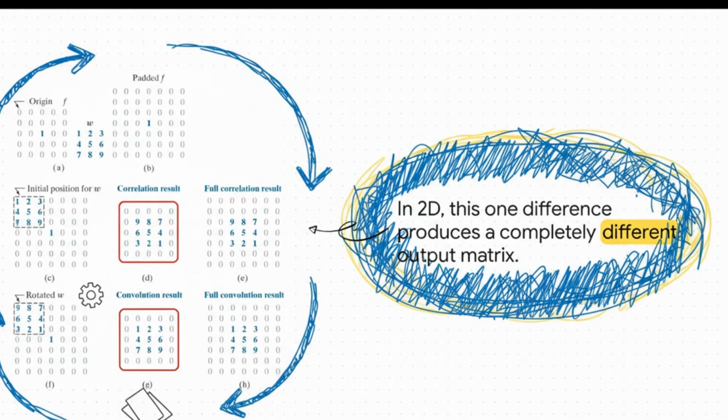And here it is in 2D, which is how you'd see it with images. In part C, we have our mask, we apply it, and we get the correlation result in D. But for convolution, look over at F. The mask W is rotated first. Then we apply it, and we get the convolution result in G. Same input, same original mask, but that one flip creates a totally different output.